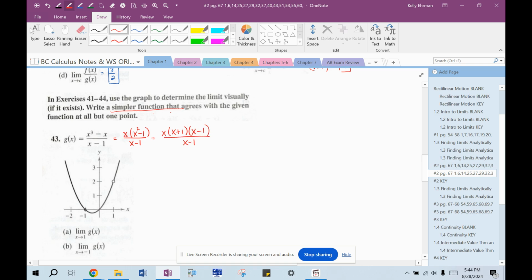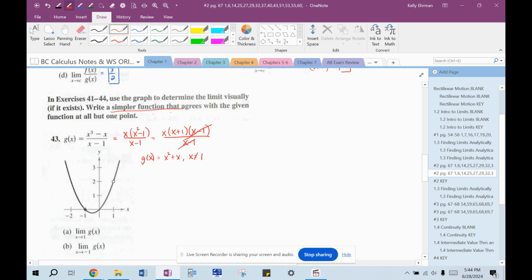So I factored out an x. I factored the difference of squares. The x minus 1s could cancel. So this is why g of x looks quadratic with a hole in it. Because you get x squared plus x where x can't equal 1. So that's still g of x.